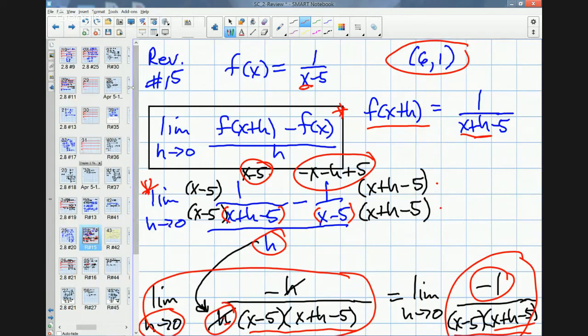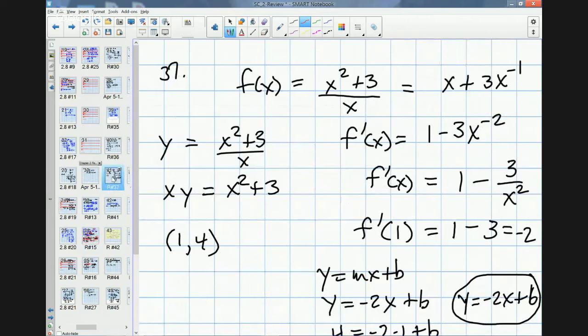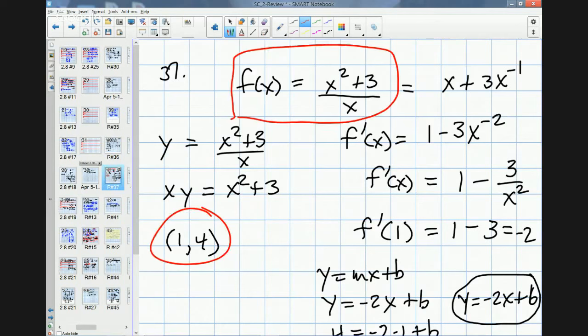I'm going to try to get something different going on here, so I am now going to jump up to, how about if we do 37? The directions here are find the equation of the tangent line at the given point. Okay, here's the review, number 37. And so the function's up here, and it's kind of in a weird place, but there's the point.